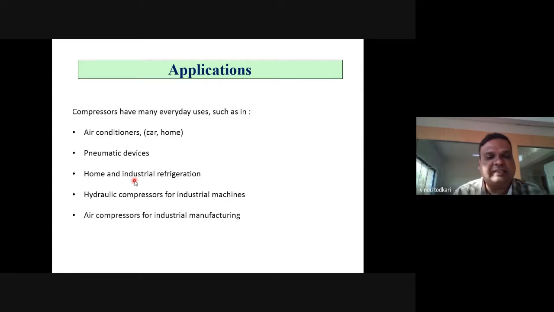Okay. Then in refrigeration, it may be household refrigeration or industrial refrigeration, we use a compressor. Then we use hydraulic compressors for industrial machines. Just now we discussed hydraulics and pneumatics. So we need a hydraulic compressor as well as a pneumatic compressor. Then air compressors are also needed for industrial manufacturing, like in spray printing, where we use compressed air.